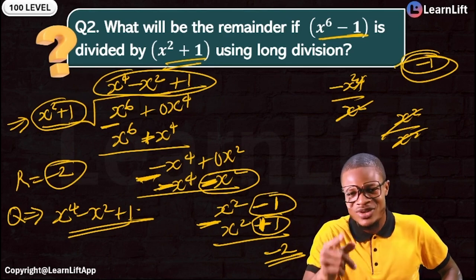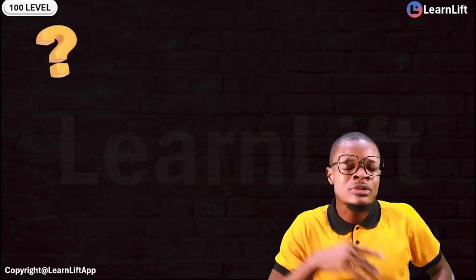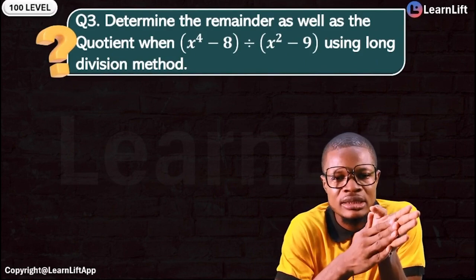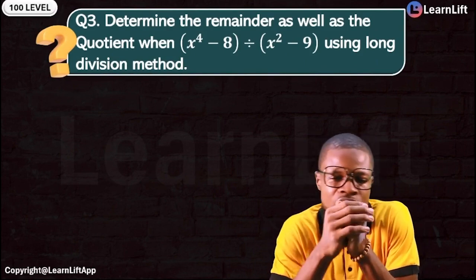Then we'll now move on to the next question. Now look at the next question here, question 3. In question 3, determine the remainder as well as the quotient when this is divided by this using long division.